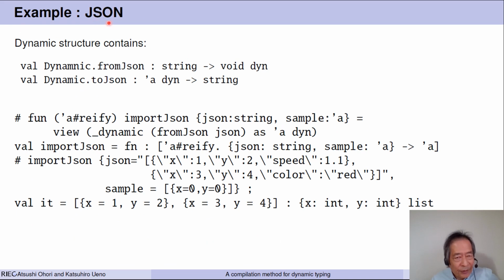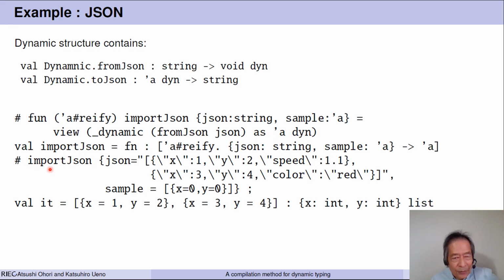The second example is JSON. So the dynamic structure contains two functions from JSON to JSON, and then this is a simple but very useful function. Import JSON takes two arguments. One is a JSON string, and the other one is an expression of any type, right? And then this function first imports the JSON to get a dynamic value, and then tries to coerce it to this type, the type of the expression you supplied, and then takes a view of this part. So this is a partial dynamic.